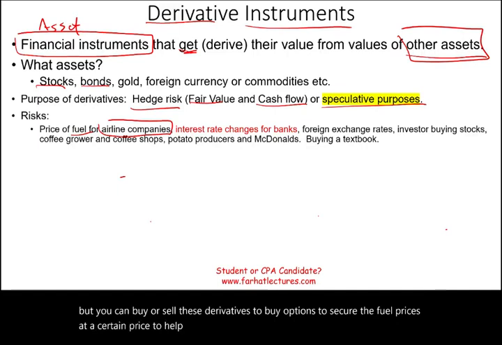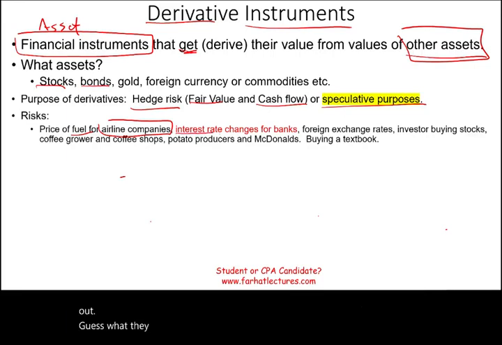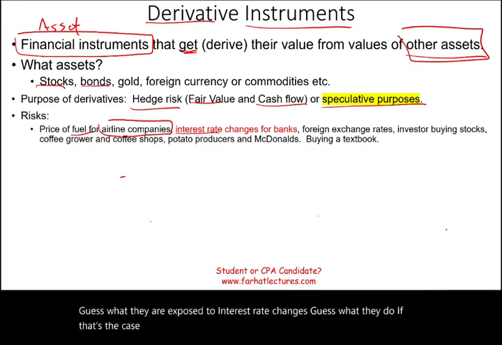For example, banks lend money out. Well, guess what? They are exposed to interest rate changes. Well, guess what they do? If that's the case, they can buy something called swaps, and we'll talk about swaps later.